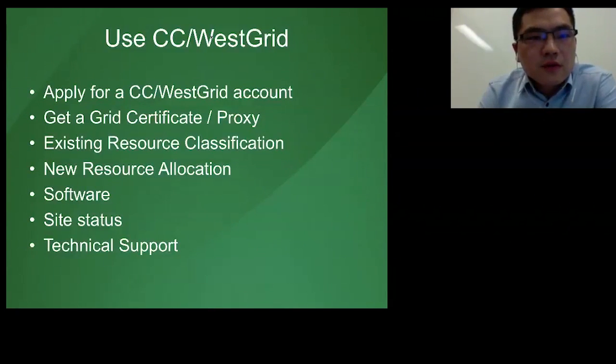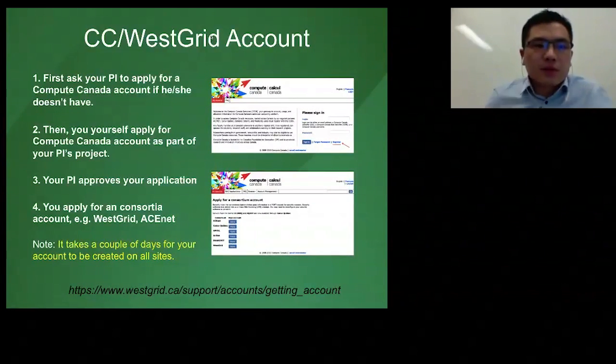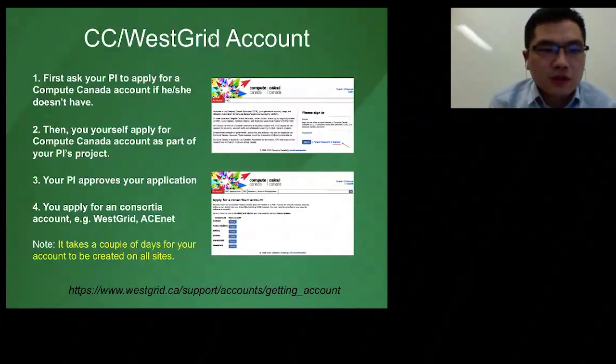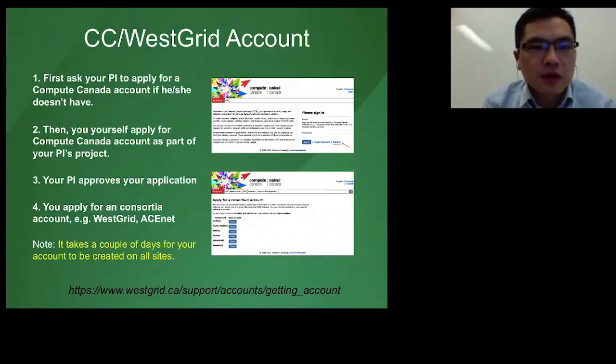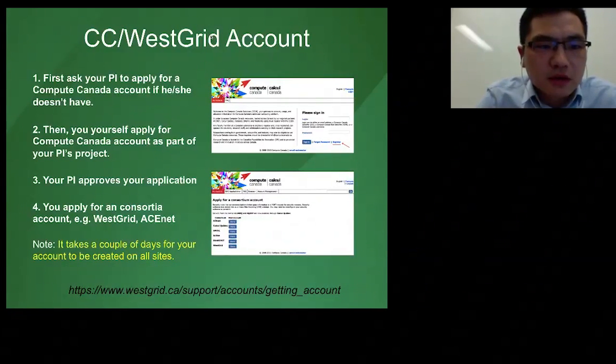Okay, first, how to get a Compute Canada or WestGrid account. There are about 4 steps. First, if you are a student or team member of a project, you need to ask your PI to apply for a Compute Canada account if he or she doesn't have one. Normally the PI should already have an account.